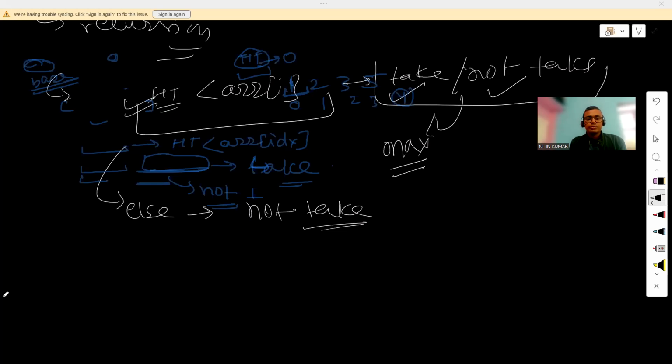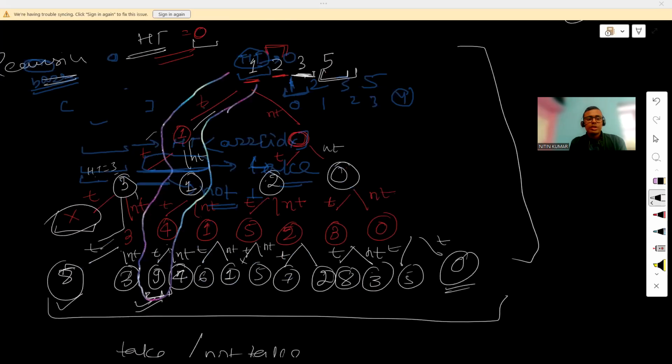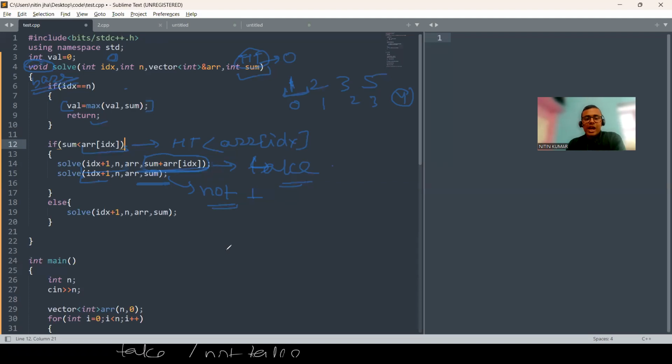Okay, so let me delete it. So you can see this tree. In this tree I have take something or not take something. So you can see here also the same thing. I have taken something or not taken something. Both the cases will be valid here, take or not take. And now if this case is not happening, there I have only one option, to not take. So this is the simple logic that I have explained to you.